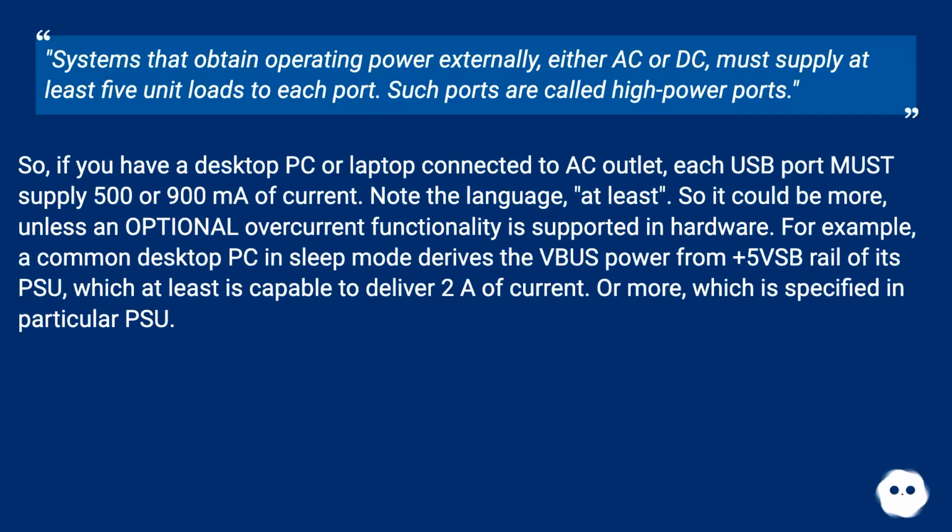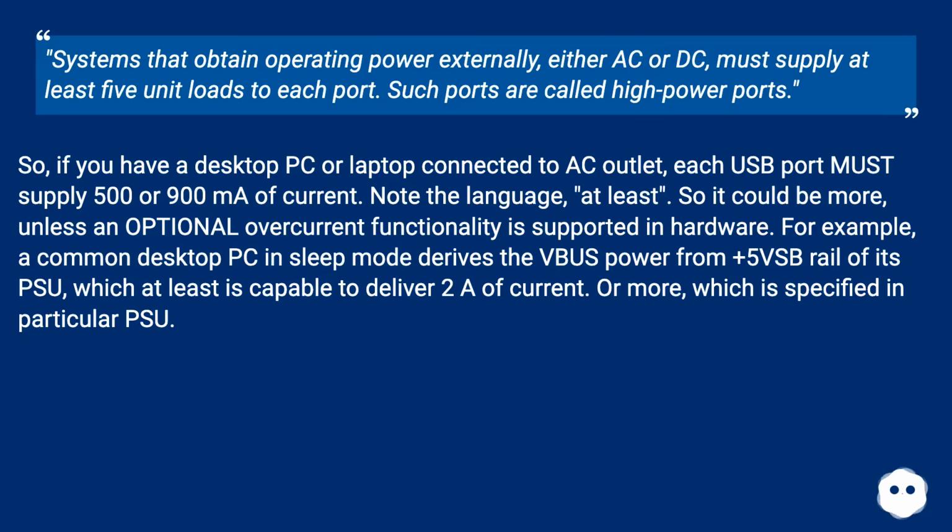Systems that obtain operating power externally, either AC or DC, must supply at least 5 unit loads to each port. Such ports are called high power ports. So, if you have a desktop PC or laptop connected to an AC outlet, each USB port must supply 500 or 900 mA of current. Note the language, at least. So it could be more, unless an optional overcurrent functionality is supported in hardware.